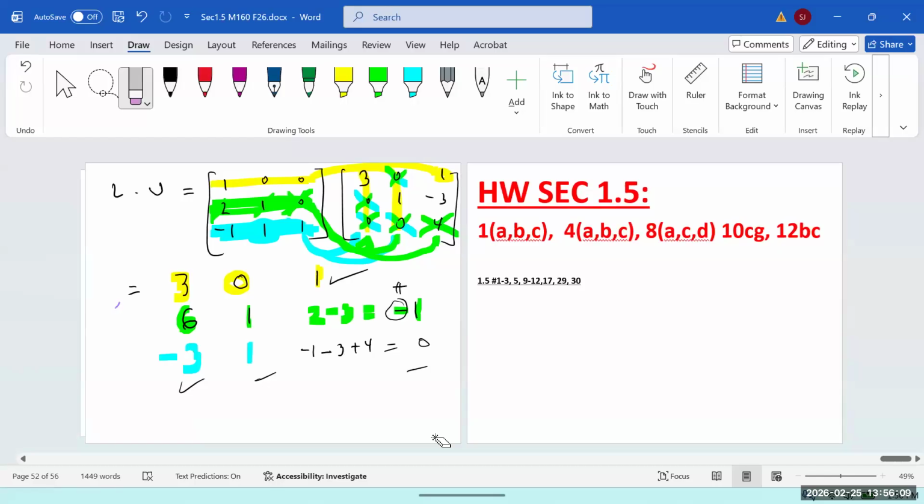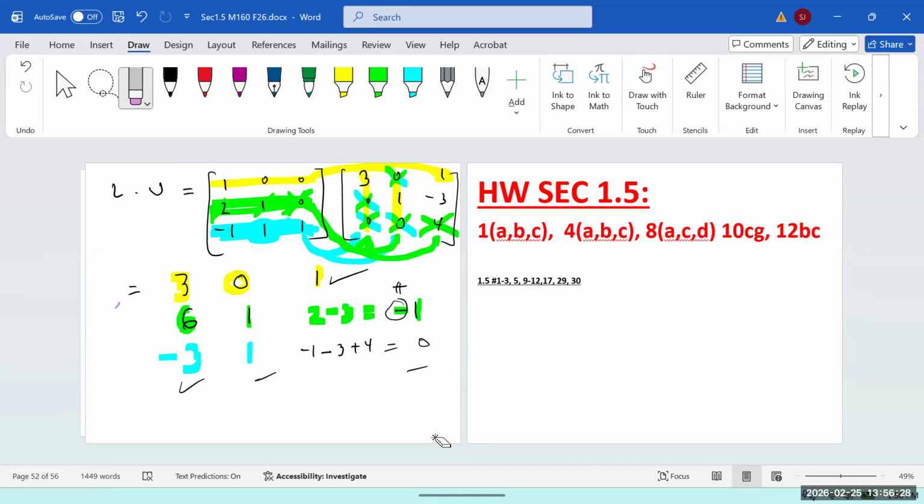So you have your homework. Question number 1, ABC. Question number 4, ABC. Question number 8, ACD. These are short questions. You don't have to do any math in these 3. And then the actual math is question number 10, CG. Question number 12, BC.